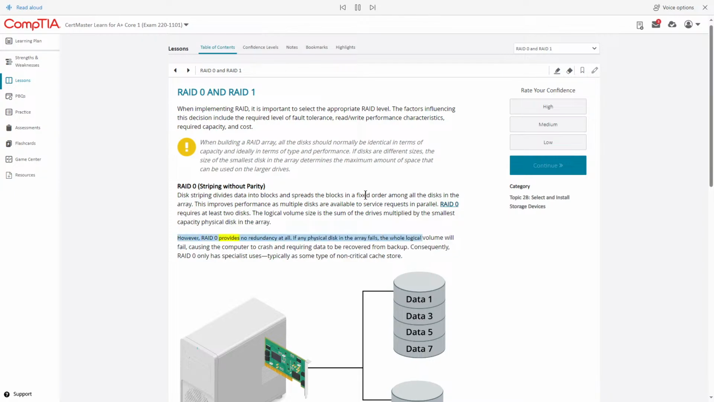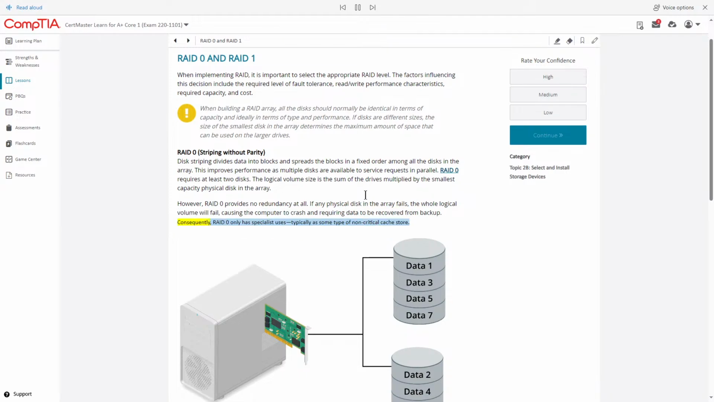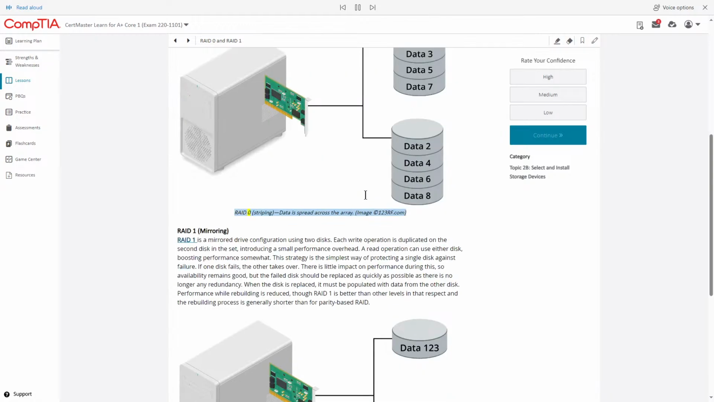However, RAID 0 provides no redundancy at all. If any physical disk in the array fails, the whole logical volume will fail, causing the computer to crash and requiring data to be recovered from backup. Consequently, RAID 0 only has specialist uses, typically as some type of non-critical cache store. RAID 0, striping, data is spread across the array.